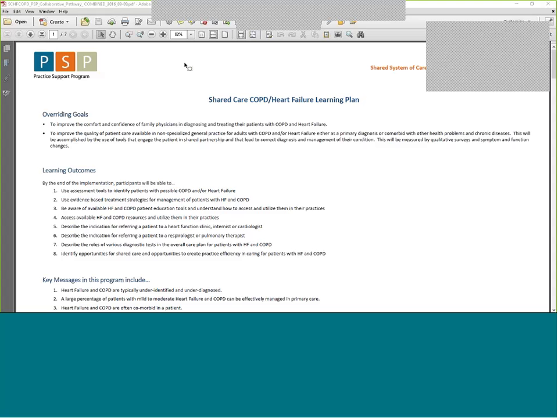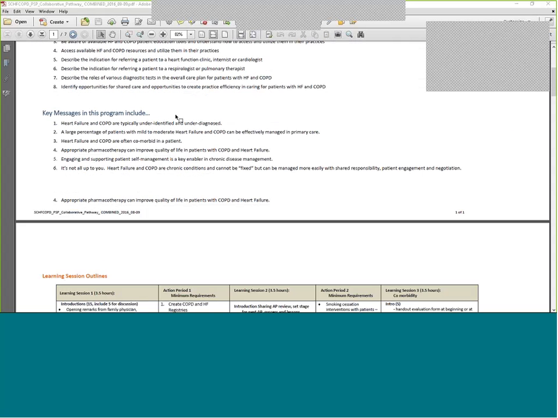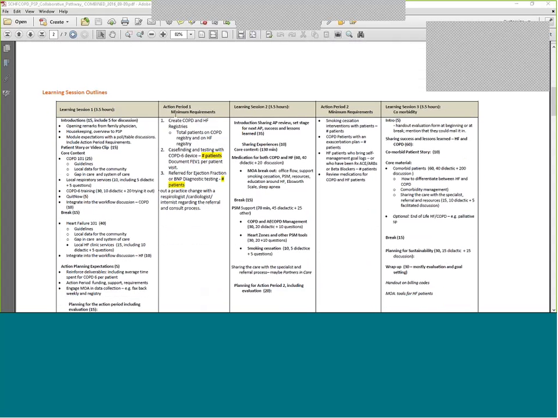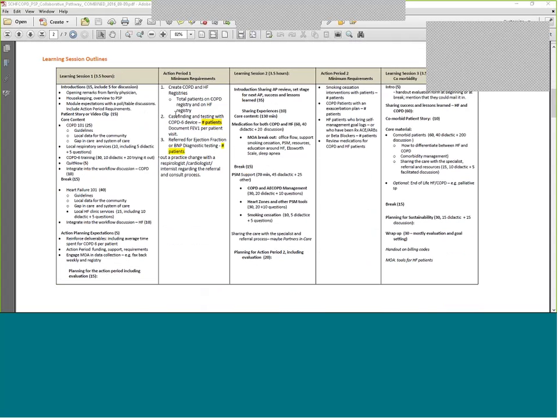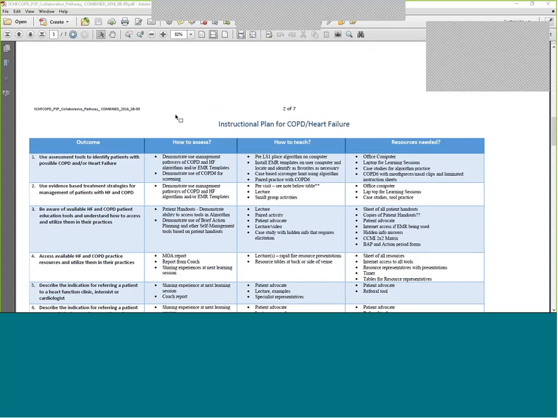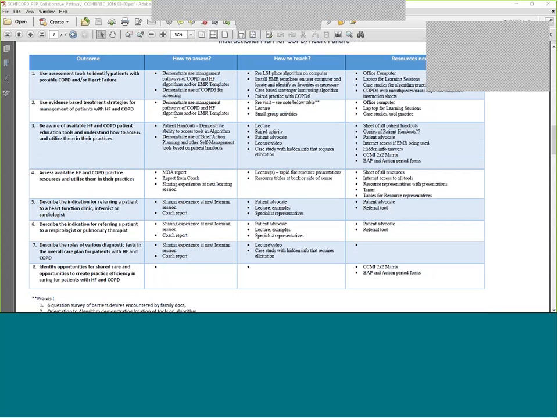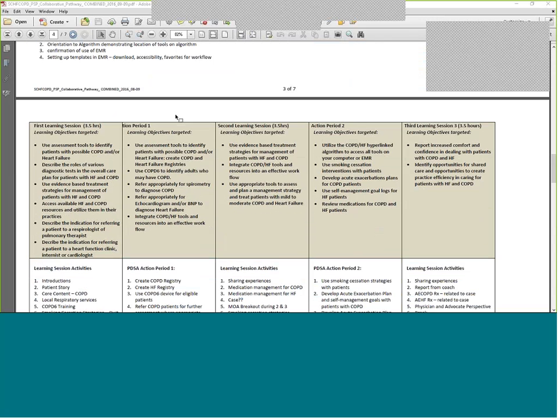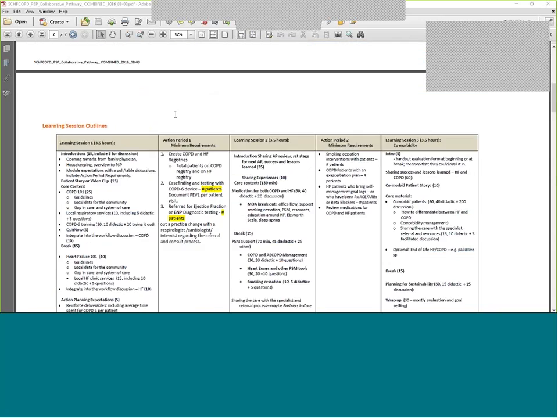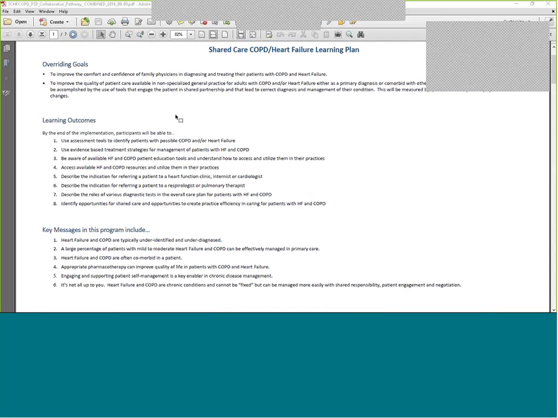As with all the modules, we are now being diligent about making sure that we provide the overriding goals for the program, what the specific learning outcomes are, and key messages, as well as being able to provide you learning session outlines that demonstrate not only the suggested content for learning sessions 1, 2, and 3, but also the content for the 2 action periods. That includes an instructional plan that breaks down each of the 8 outcomes into how to assess, how to teach, and the resources required for this, as well as where those outcomes are applied in the context of the overall framework, with the outcomes, learning objectives targeted in each learning session and the activities that might be associated with them. So that being said, we'll just dive in, looking at the goals.